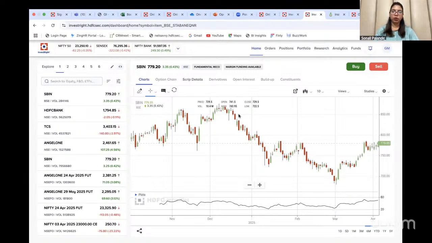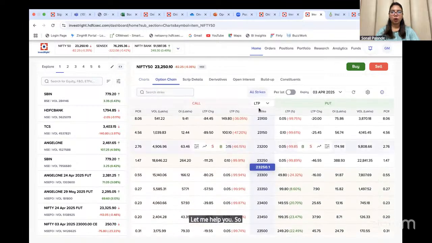Okay, can you please show the option chain tab? I can't see OI change in my Invest Right page. Okay, let me help you. So this is the option chain. So if you see over here, there is a small drop down.